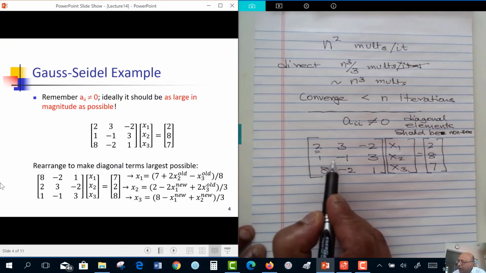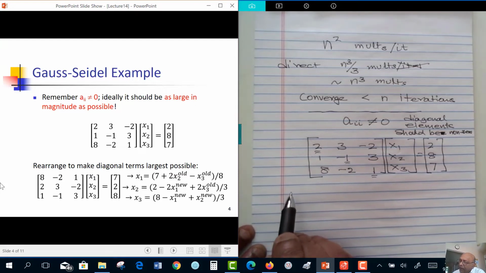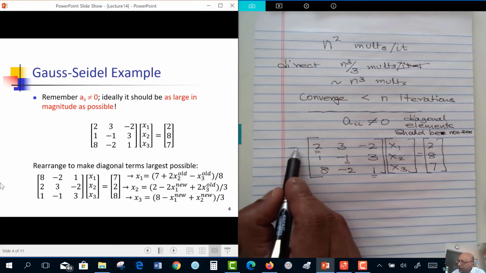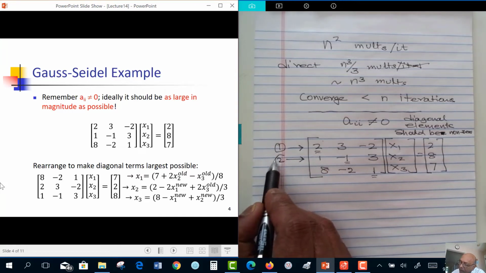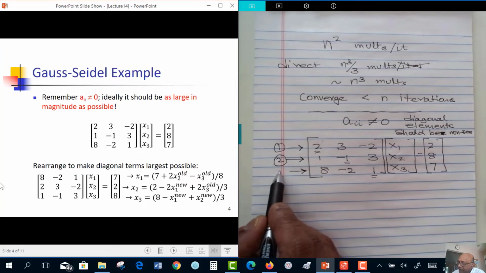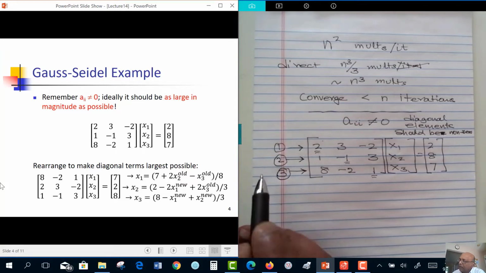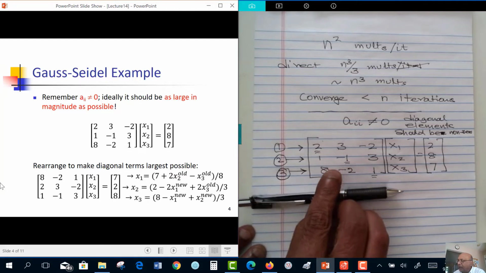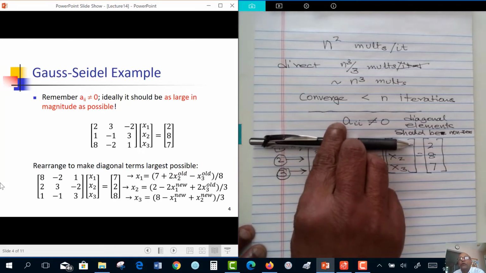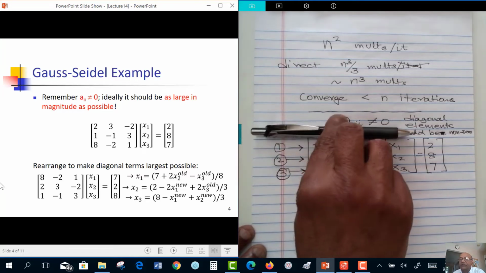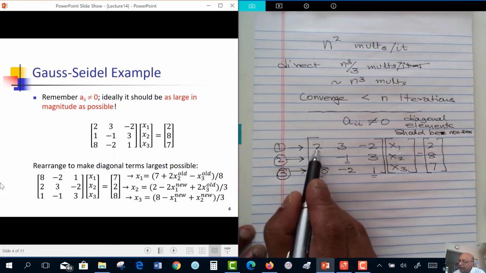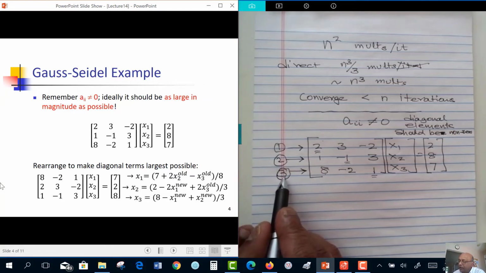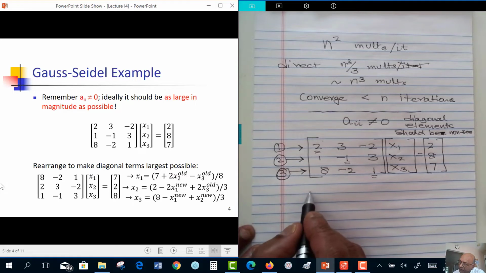So notice, even though none of the diagonal elements are zero, ideally we want these diagonal elements to be as large as possible. Of course this is equation 1, this is equation 2, this is equation 3. What order we write our equations should be of no importance. We could write the third equation as the first equation and so on and so forth. So it'll be nice if we could have 8 come up here. So we'll take the third equation and write it as the first equation.